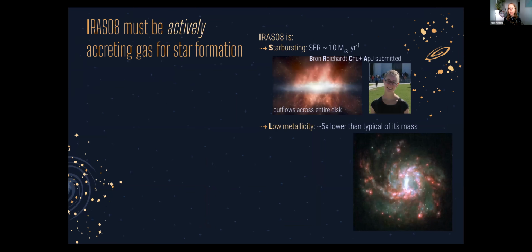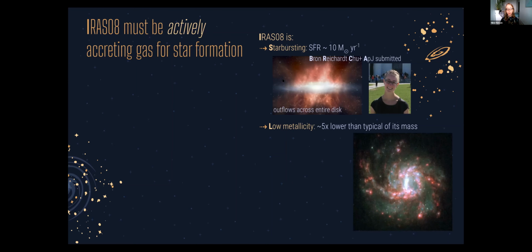solar masses per year. And we know from work that Braunreichert Schuh has done, so she's a PhD student here at Swinburne and gave a talk last year at the Keck Science meeting, but she's mapped out the outflows in the disk of this galaxy, and she found outflows across the entire disk. So normally when you think of a starbursting galaxy, you think of M82, which has bipolar outflows coming from the center of the galaxy, but she's finding these outflows everywhere.